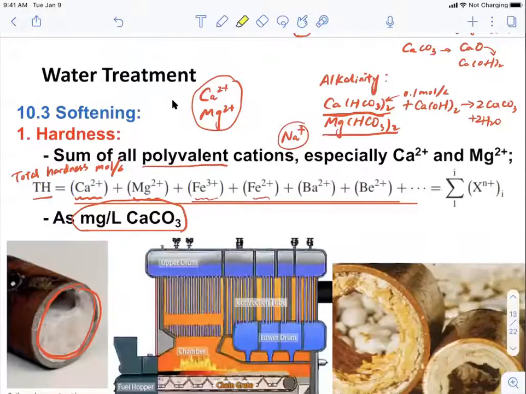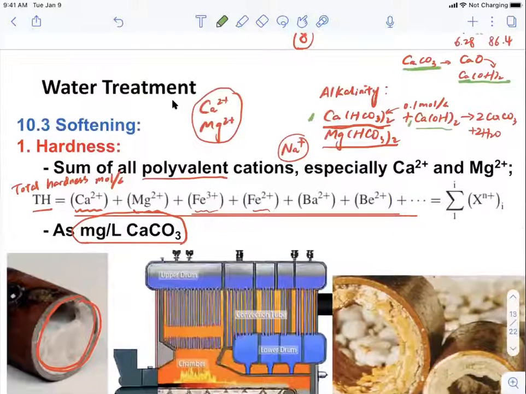And now you can try to understand why we're using this equivalent mass. So basically, if you know the concentration of the bicarbonate ion, that's going to react with one mole of calcium hydroxide. So one mole of calcium hydroxide would correspond to one mole of calcium carbonate.